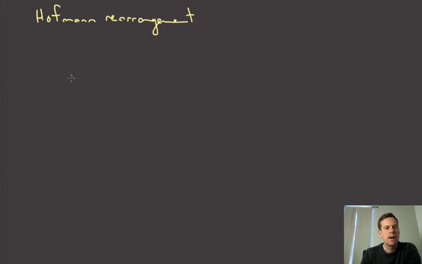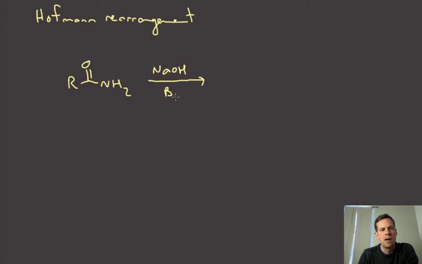Okay, and so what happens in the Hofmann is that you start off with a primary amide. So primary meaning that there's no other functional groups, no other organic groups on the nitrogen of the amide. So it has to be NH2. And what you're going to do here is treat this with sodium hydroxide as base, and then bromine, Br2, and then this is all going to be in the context of water, usually.